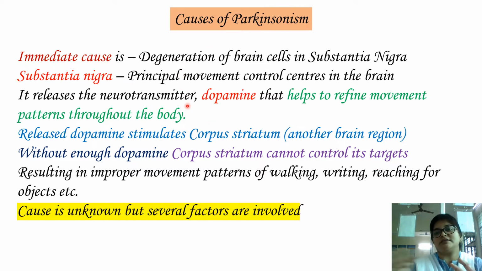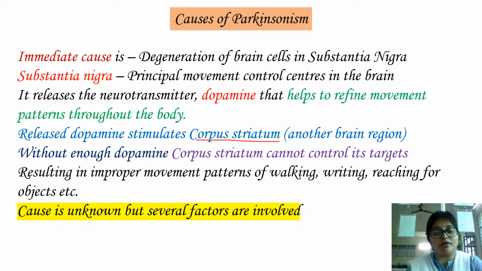So whatever movements we make, all these are controlled by the substantia nigra present in the brain. It releases the neurotransmitter called dopamine, and when dopamine is released, it stimulates another center in the brain called the corpus striatum. So when dopamine is not produced properly, this corpus striatum is not going to get stimulated.